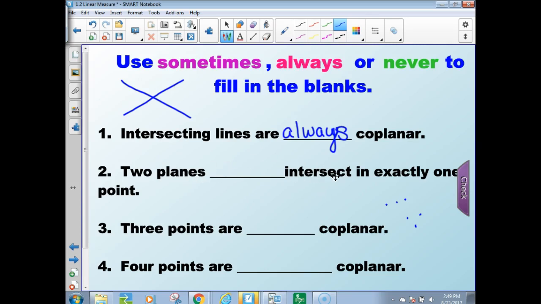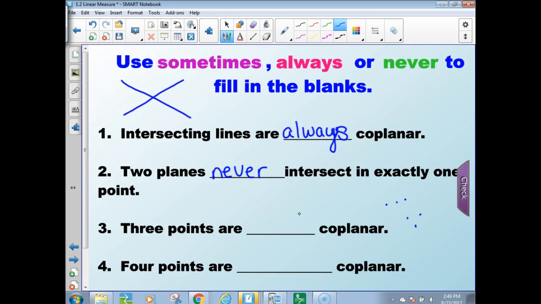All right, two planes, how do they intersect? Do they intersect in a point? This is going to come up on the quiz. Planes intersect in exactly one point? The wall and the ceiling are examples of planes. Can they be put together in one dot? No, never. Two planes intersect in a line. That you need to remember. Not a point, a line.